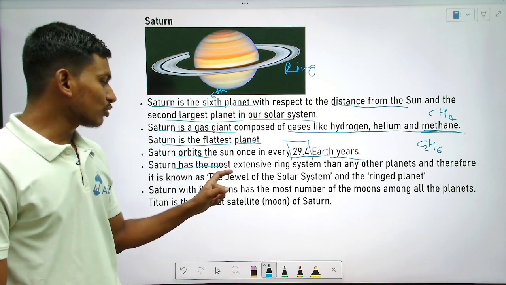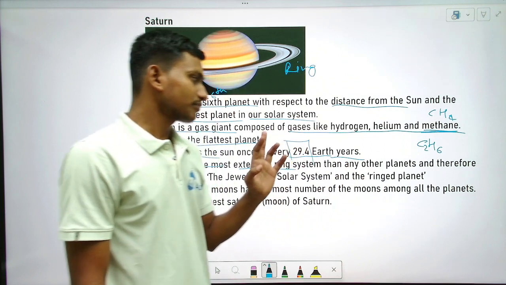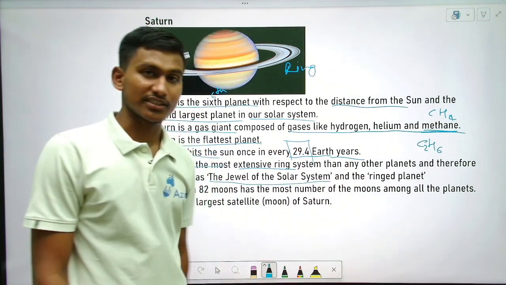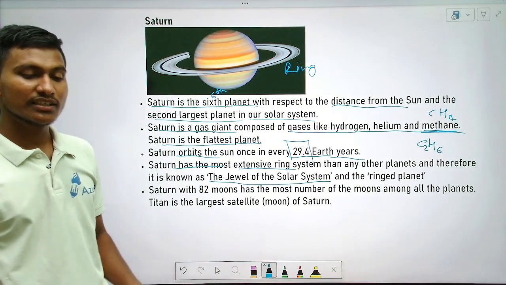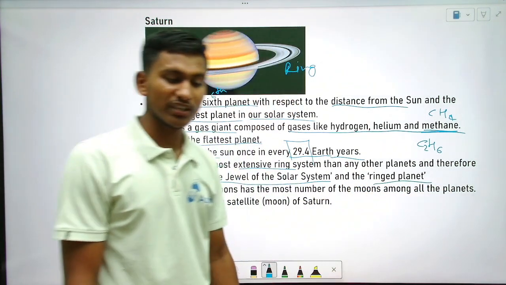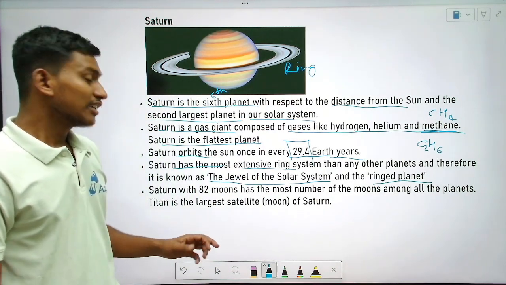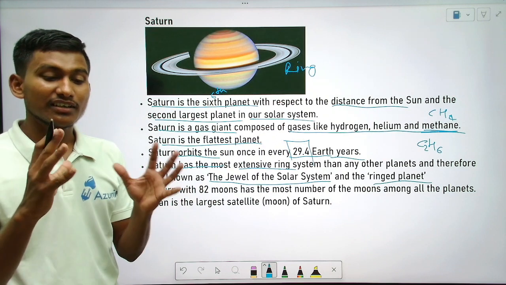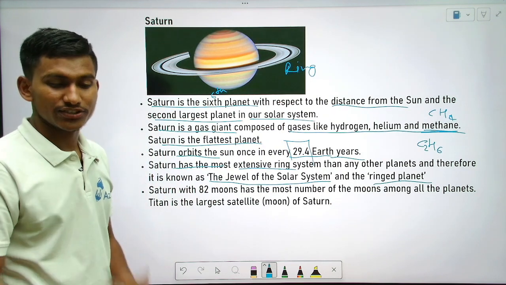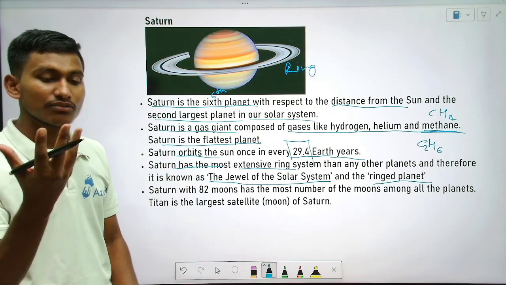Saturn has the most extensive ring system of all planets, and therefore it is known as the jewel of the solar system. We also call it the ringed planet. Jewel means something like a diamond. A jewel is something precious that looks good. Diamond looks good, isn't it? Like that, jewel means a very precious thing.